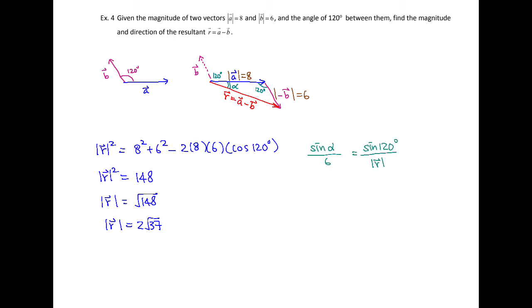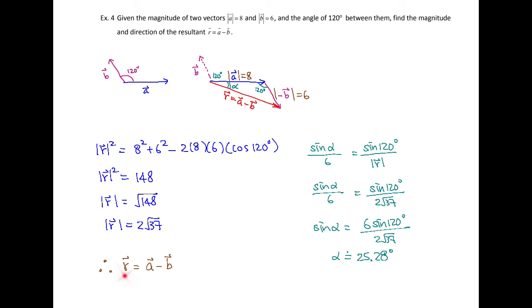So we have sine alpha over 6 equals sine 120 over the magnitude of the vector r, which is 2 square root of 37. Then we're going to times by 6 on both sides to isolate sine alpha. Then we're going to do the sine inverse to find alpha. And alpha is approximately 25.28 degrees. Therefore, we say vector r is vector a minus vector b equals to the magnitude, which is 2 square root of 37, and with the direction angle, 25.28 degrees with vector A.